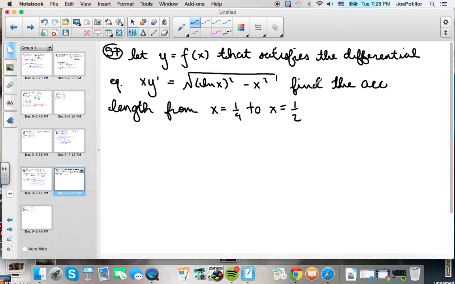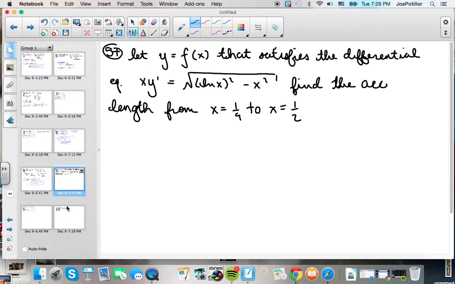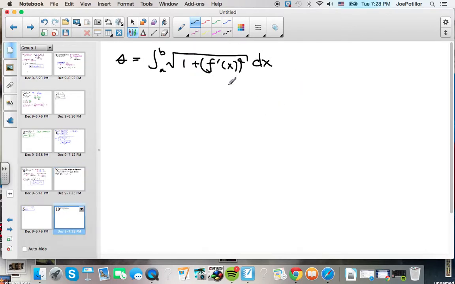So we know the formula for arc length, which is s equal to the integral from a to b of the square root of 1 plus f prime of x squared dx. So we need to know the derivative of the function, which fortunately they already gave to us in the problem. They already gave us the derivative, so let's solve for y prime in this equation.